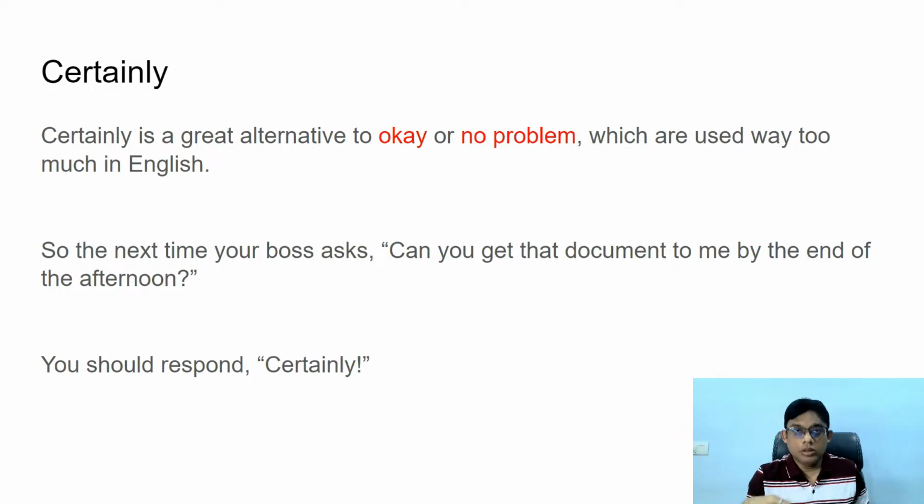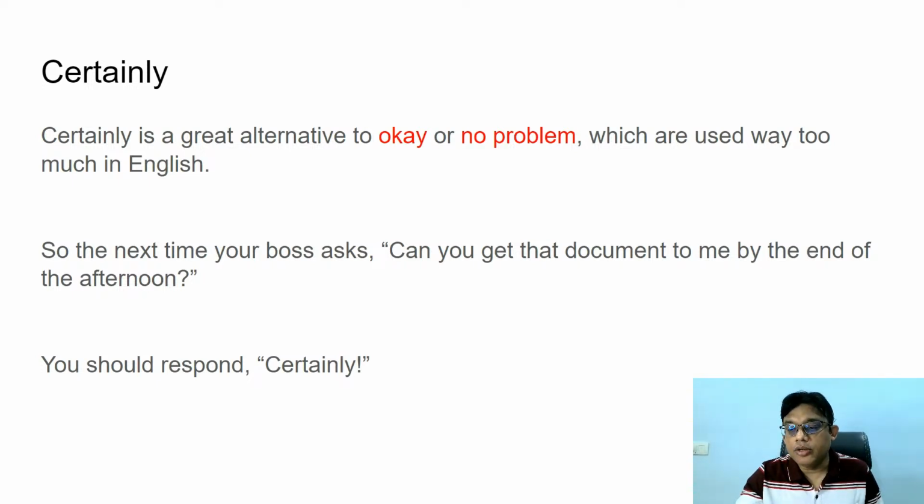If you are someone in an Indian context, we keep on using okay, no problem, okay, I'll do this. Try to just change it a bit and say, certainly I'll do it. It will sound better. Certainly I'll look into this. Certainly he will do it. So reduce the usage of okay or no problem, which we use quite often, and use certainly. Make a sentence with the word certainly and use it while speaking.